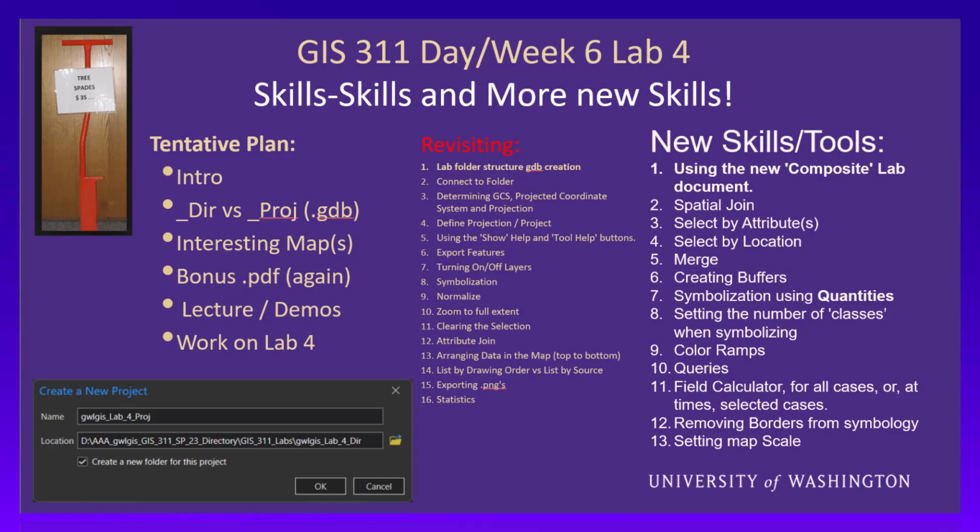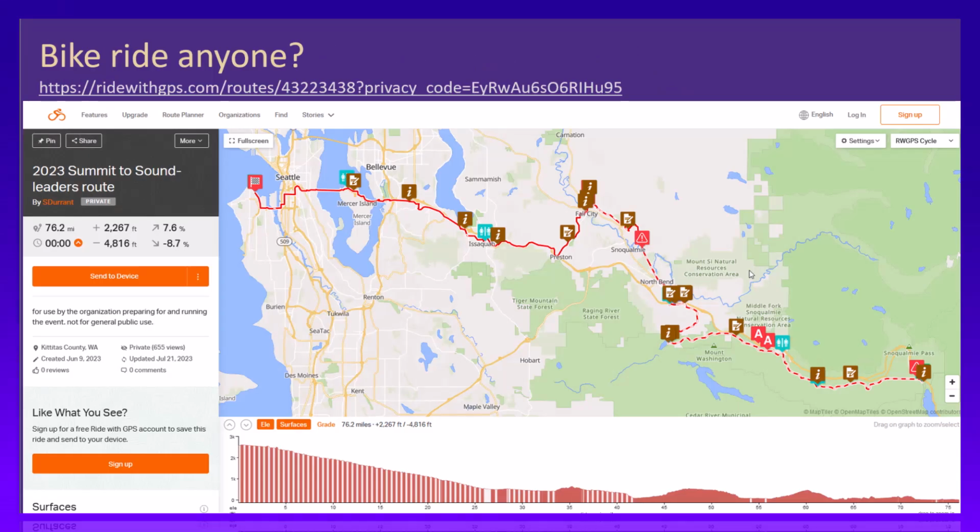A couple maps of the day from years past. This is an interesting bike ride. This is from the 2023 Summit to Sound Leaders Route by S. Durant. Pretty intense web map. It includes the elevation, loss, and a little bit of gain for this route.